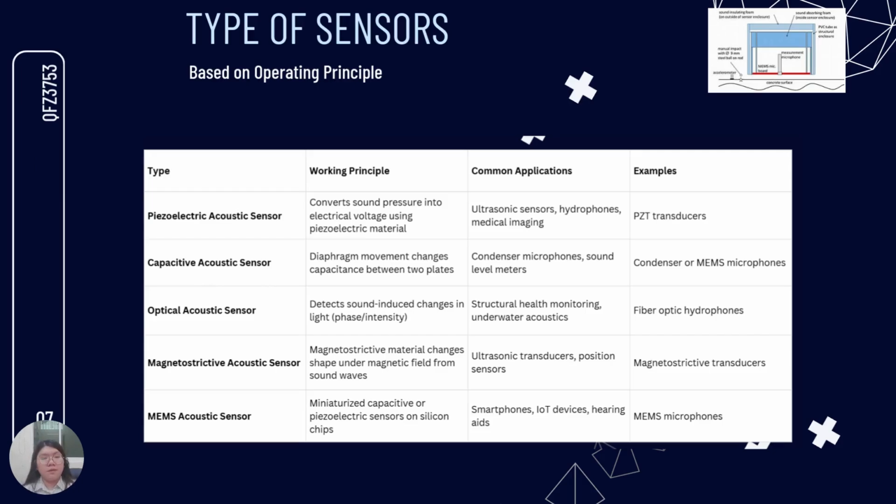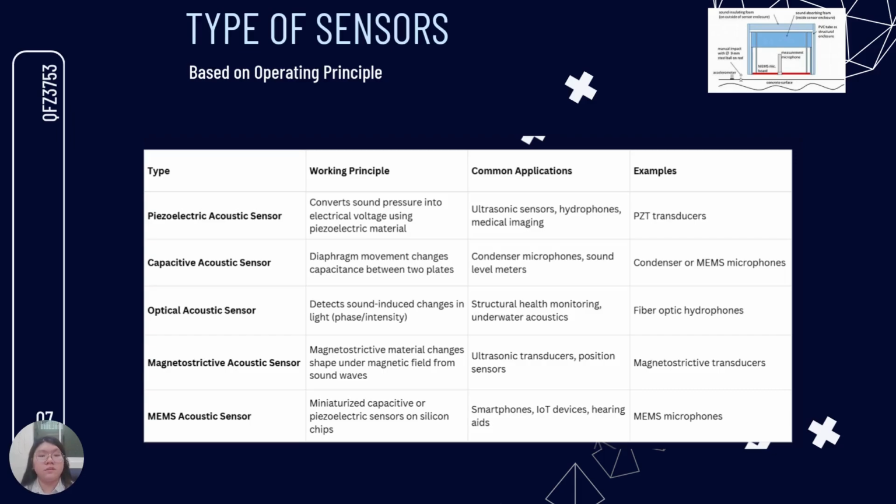Now I will continue with the types of sensors based on the operating principles. There are five types. Piezoelectric acoustic sensors convert sound pressure into electrical voltage using piezoelectric materials. The common applications are ultrasonic sensors and hydrophones. The capacitive acoustic sensor detects diaphragm movement that changes the capacitance between two plates. The common applications are condenser microphones and sound level meters.